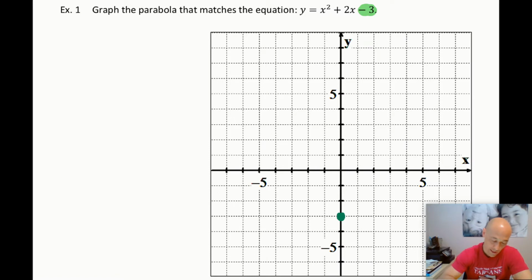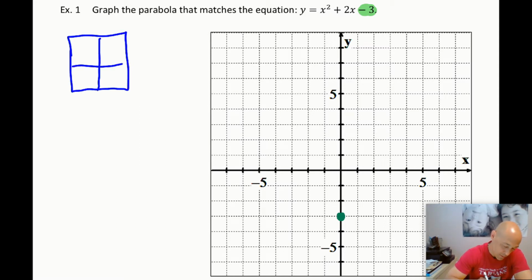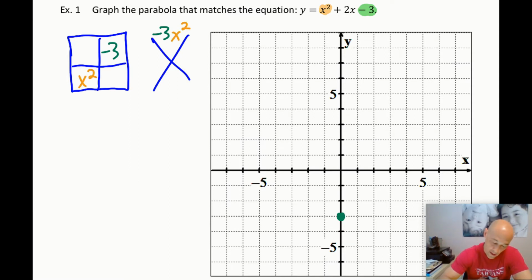All right, now what we need to do is factor the quadratic expression. So we're going to use the box and diamond method. In the lower left-hand corner goes the x squared term, x squared. In the upper right-hand corner goes the constant. We multiply those together to get -3x squared. And then the x term goes into the bottom of the diamond.